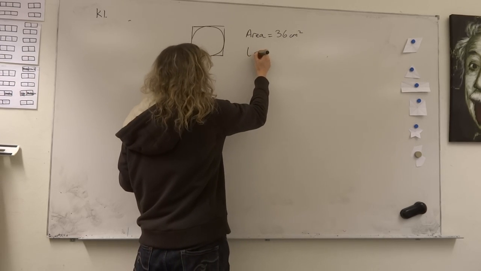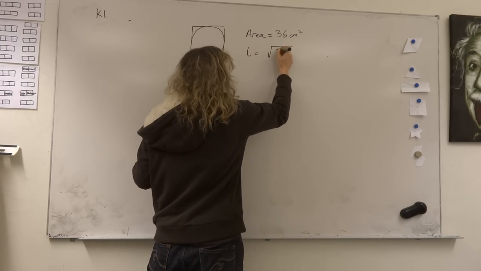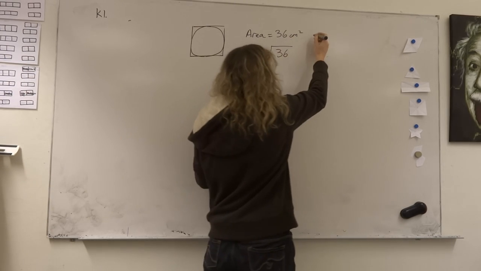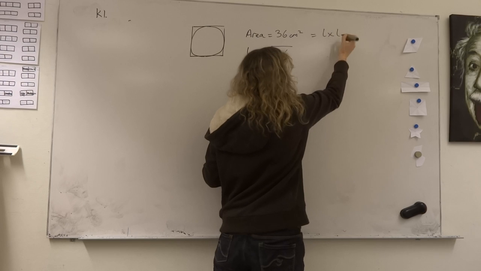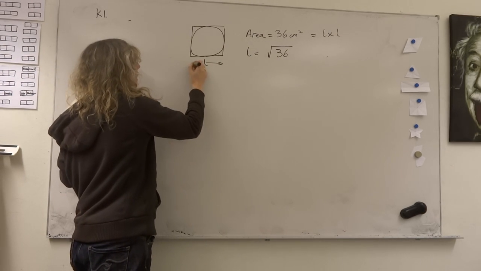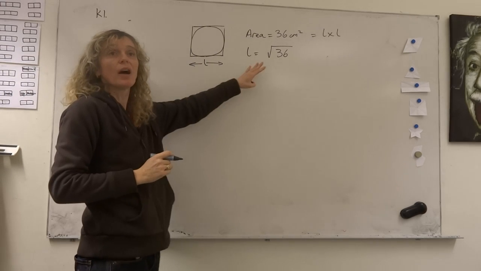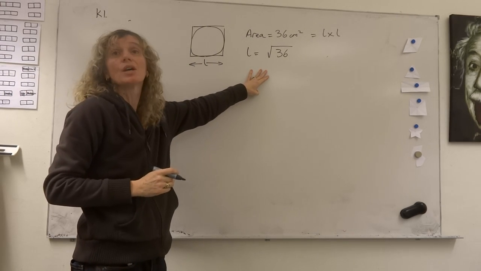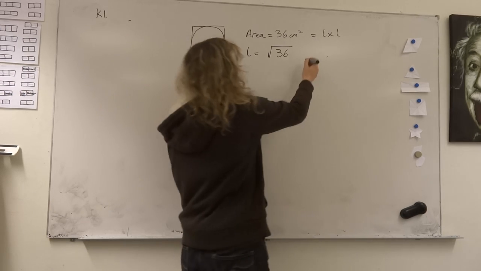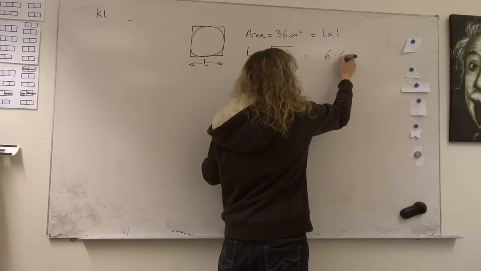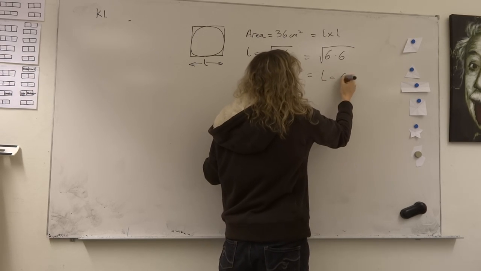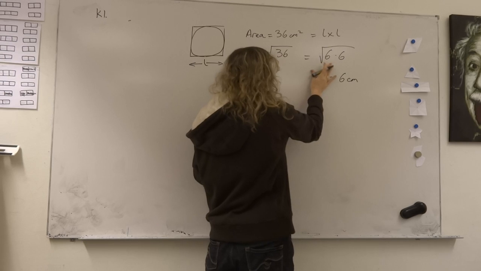And the length of the side will be the square root of 36, because we know that this area 36 is L times L. We know that the length of the side of this square is L. So we need to find the square root of 36. Which two numbers multiplied by each other give you 36? Well, 6 sixes give you 36. So the L must equal 6 centimeters.